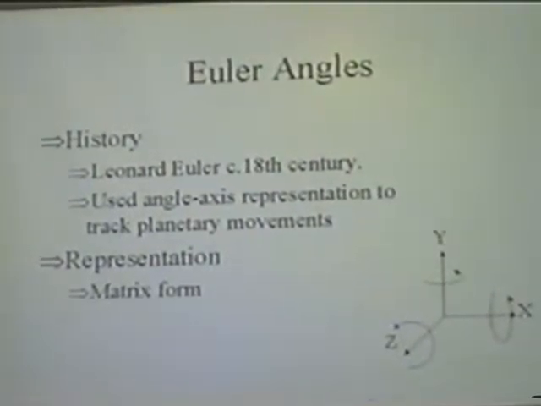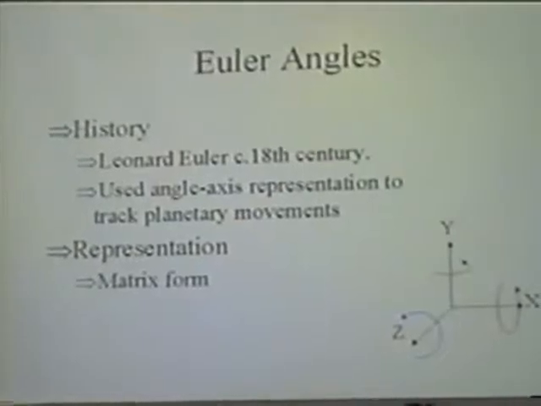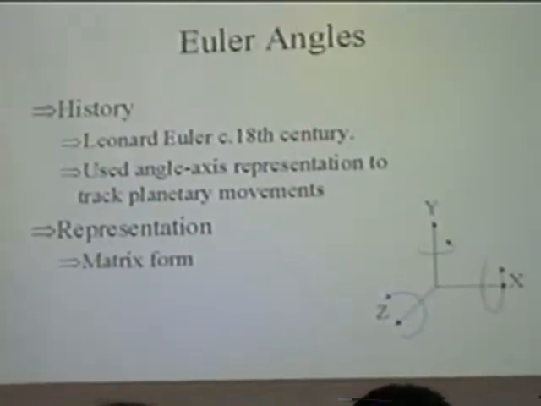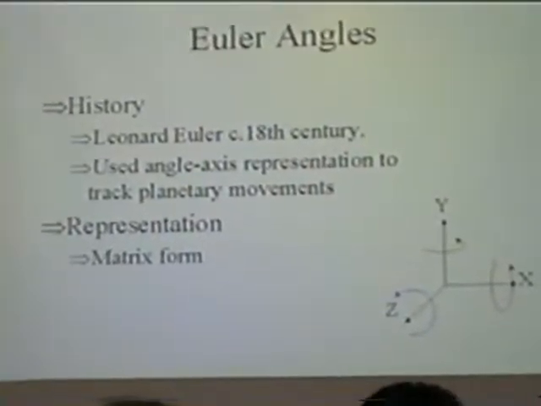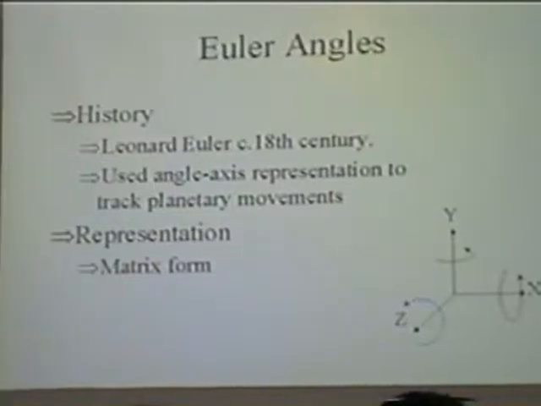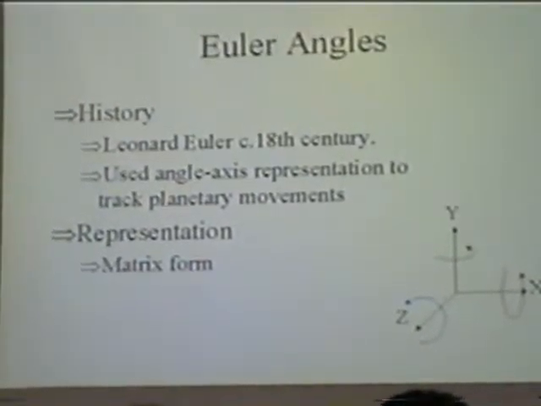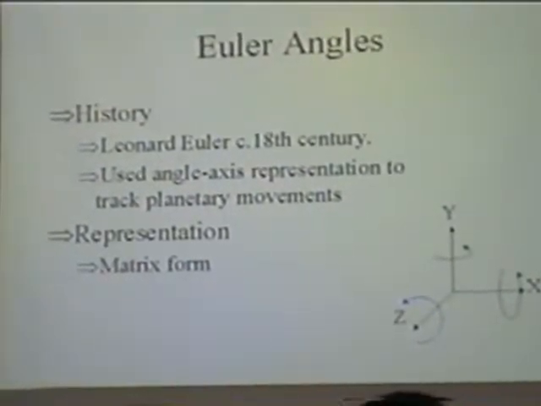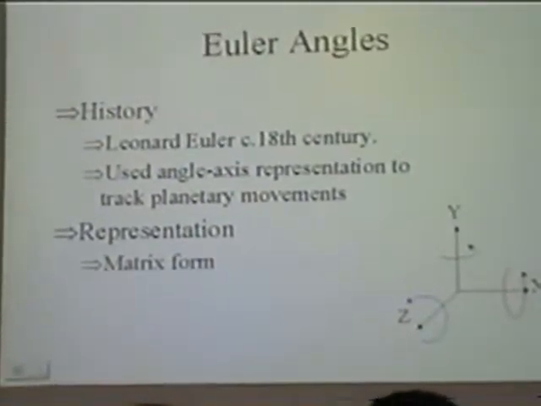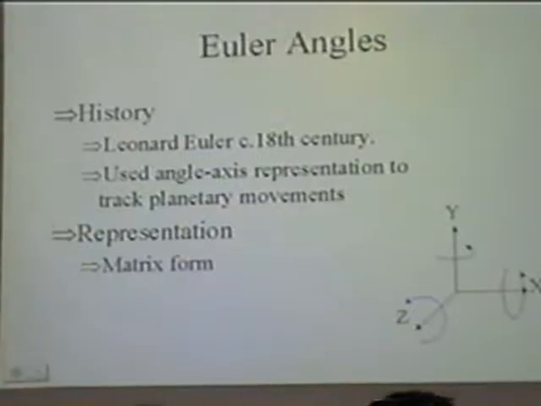The traditional methods of doing this have relied on something known as Euler angles, which were discovered by Leonhard Euler around the 18th century. He used an axis-angle representation to track planetary movements. He apparently looked at the stars and wanted to know how they move. We represent these things in matrix form.